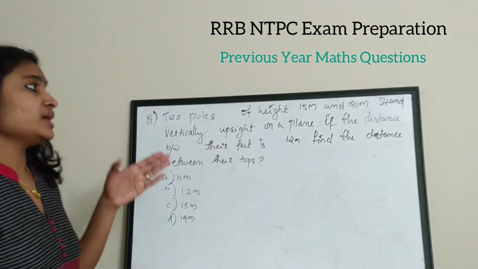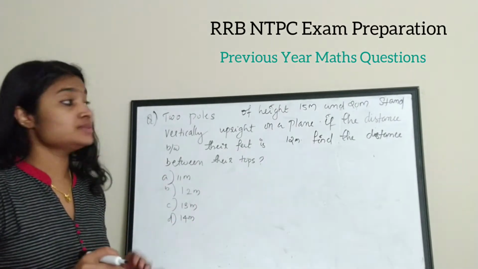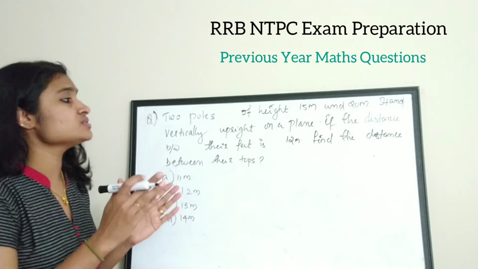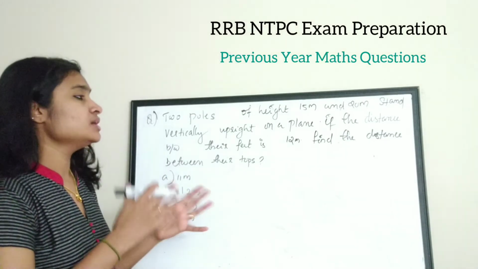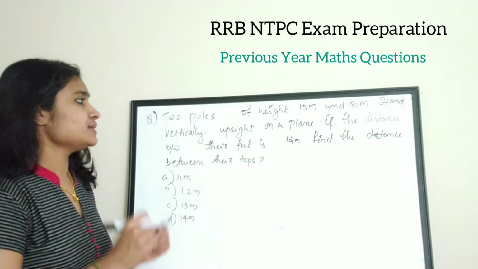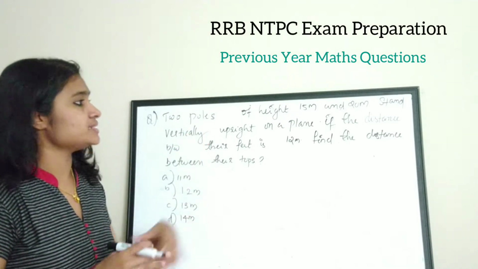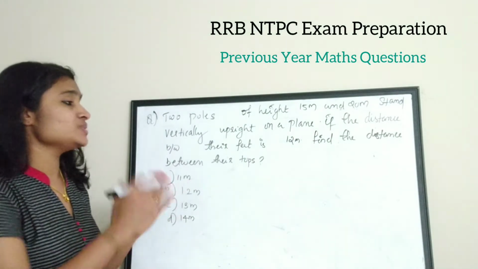Two poles of height 15 meter and 20 meter stand vertically upright on a plane. So this is also regarding poles, like that ladder question. If the distance between their feet is 12 meter, find the distance between their tops.